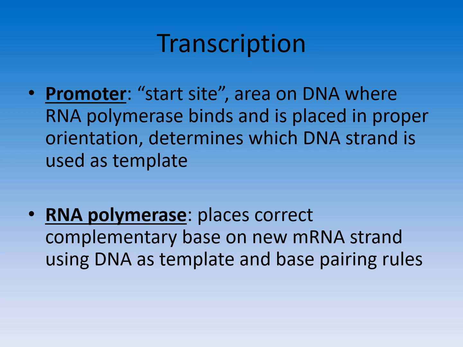Complementary base pairing rule. Now, the promoter area, this is the area on the DNA, and it's your starting site. It's where RNA polymerase, the enzyme, is going to come in and bind to the promoter area, and it's going to place that RNA polymerase in the proper orientation. It's going to help determine which of the DNA strands is the one you're supposed to read. And then the RNA polymerase is very similar to DNA polymerase in that it's going to place the correct complementary base, forming that new mRNA strand.